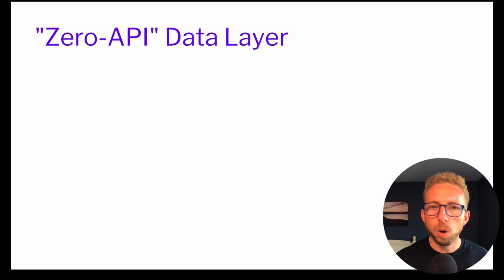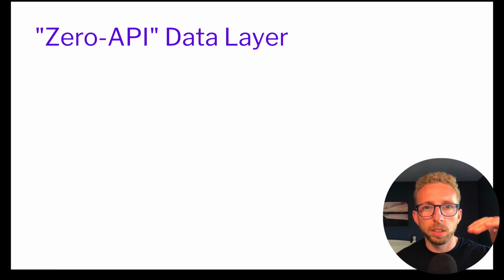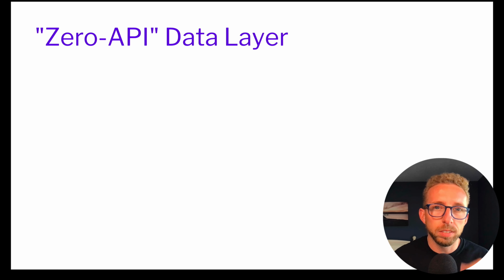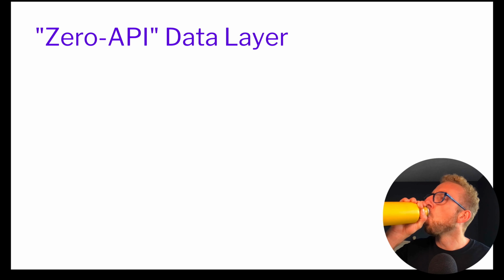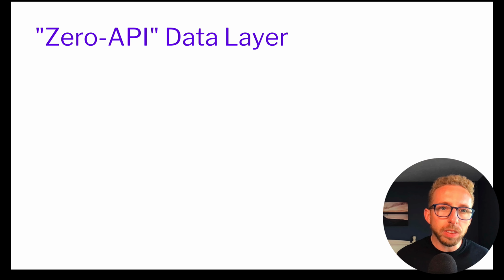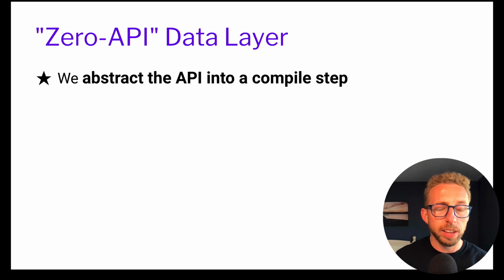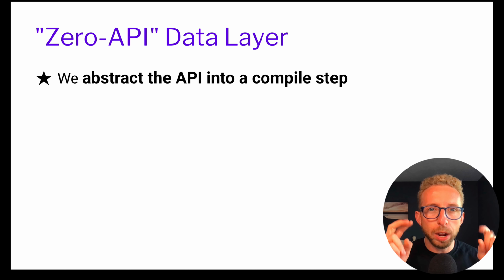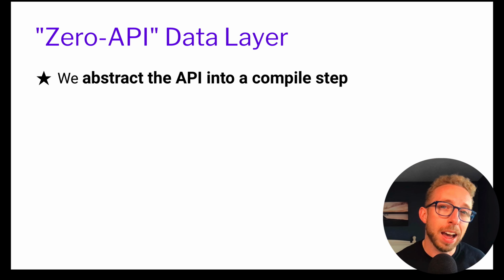All right, so we have a zero API data layer. You remember how I was laying in the hammock in Thailand and I had that picture in my imagination of importing server code into the front end? That's what we call the zero API data layer. So what we do is we abstract the API into a compile step. Now, just like serverless still has servers, zero API still has an API. We just put it into a compile step.